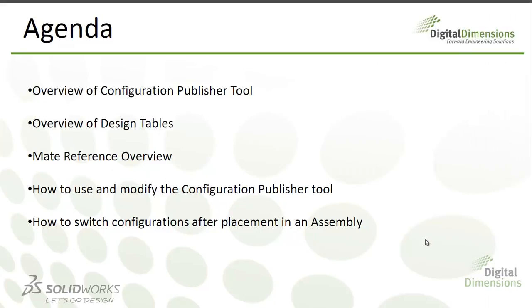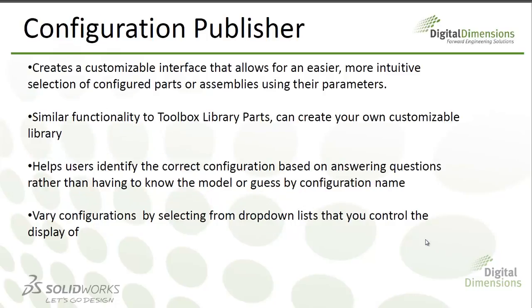So the agenda is going to be going over the Configuration Publisher tool, and then I'm going to go over the design table requirement. You need to have a design table that will help create the configs of your part or an assembly. And then go over the mate reference. The mate reference geometry, where you can make a part snap into place, very similar to a toolbox fastener part. And then I'm going to actually go into how to use the Configuration Publisher, show you an example of it, show you how it's used in an assembly, and then show you how to change the configuration once a component's already been placed.